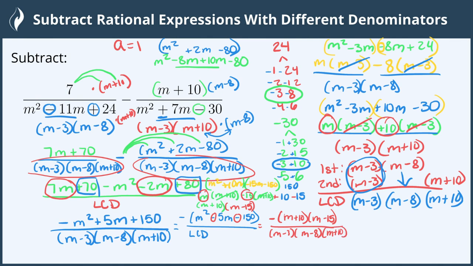This is significant because we have a factor that will cancel out, m plus 10, and we're left with negative m minus 15 over m minus 3 times m minus 8. And we can distribute our negative back through so that we end up with negative m plus 15 over m minus 3 times m minus 8, which is our answer. And we've now subtracted and simplified this subtraction between these rational expressions. And now we're all done.